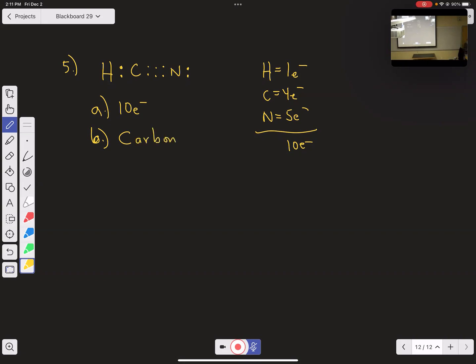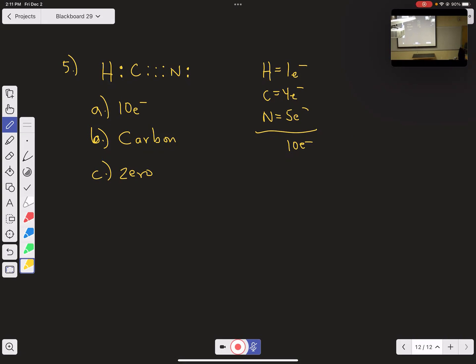There's a total of how many lone pairs of electrons on the central atom? Lone pair electrons are electrons that aren't shared with any other element. So if we look at carbon, carbon is sharing an electron with hydrogen and it's sharing 3 electrons with nitrogen. So for carbon, there are 0 lone pair electrons. All of its electrons are being shared with 2 other elements, with hydrogen or nitrogen, right?